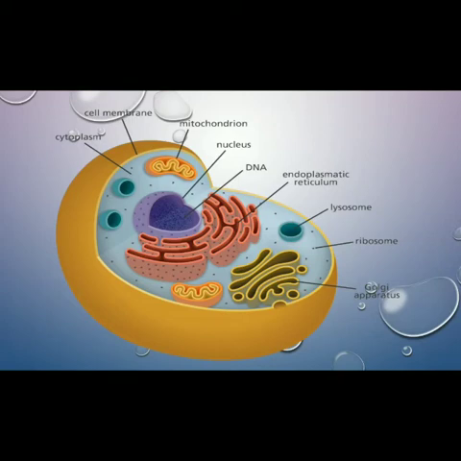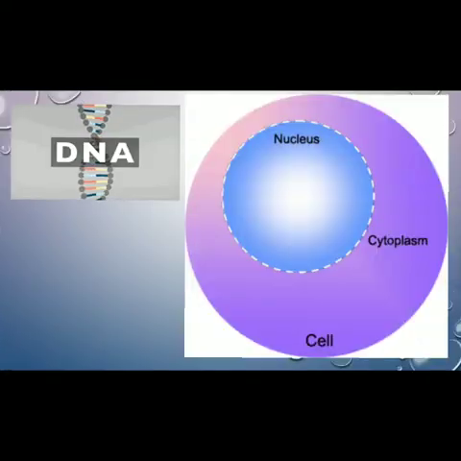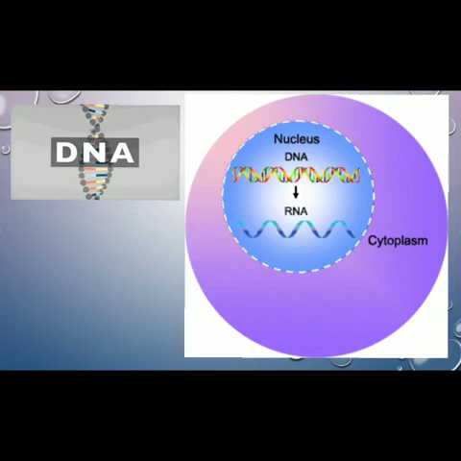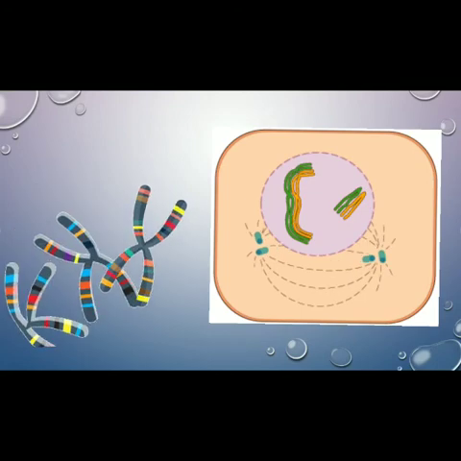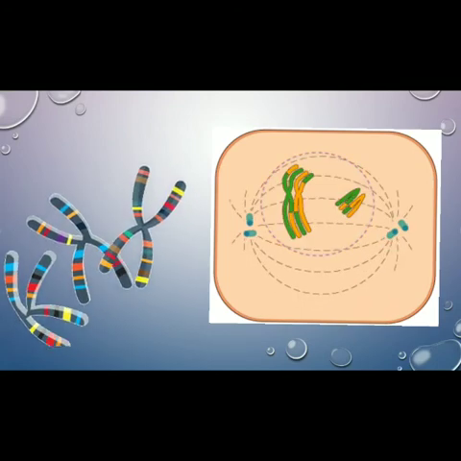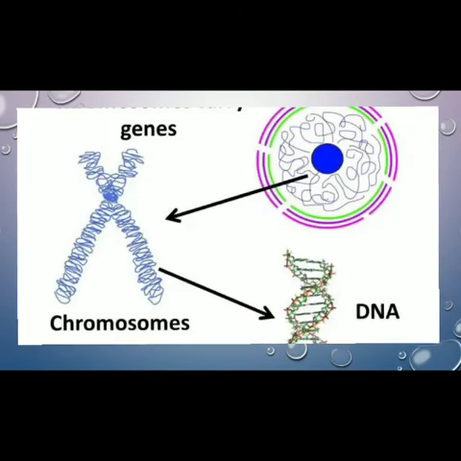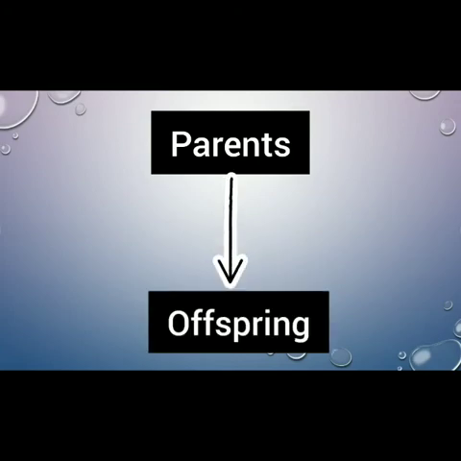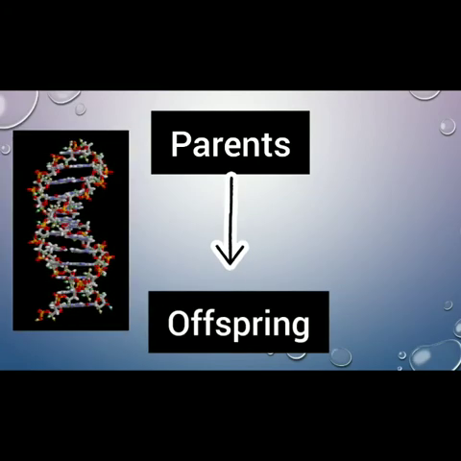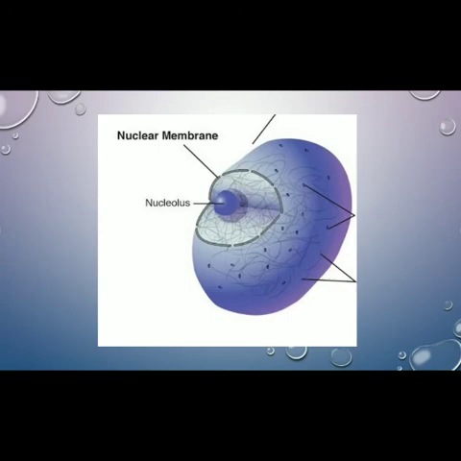The transmission of characteristics from the parents to the offspring is called inheritance. Nucleus plays an important role in inheritance, as nucleus contains thread-like structures called chromosomes. Chromosomes contain genes which are the units of inheritance. The function of chromosomes is to transfer the characteristics from the parents to the offspring through the genes, which is called inheritance. So, what is inheritance? The transfer of characteristics from the parents to the offsprings through the genes. This is called inheritance. The nucleus also contains a tiny round structure called nucleolus.